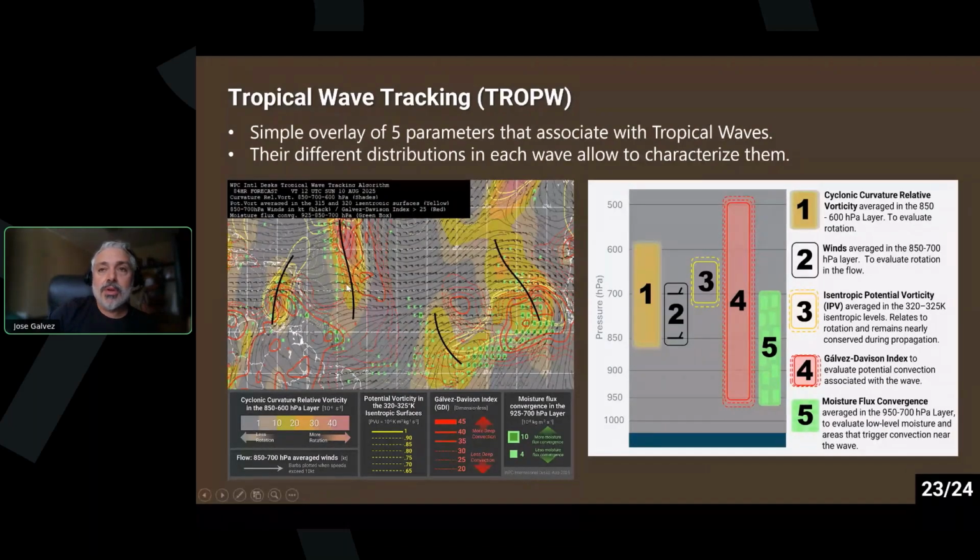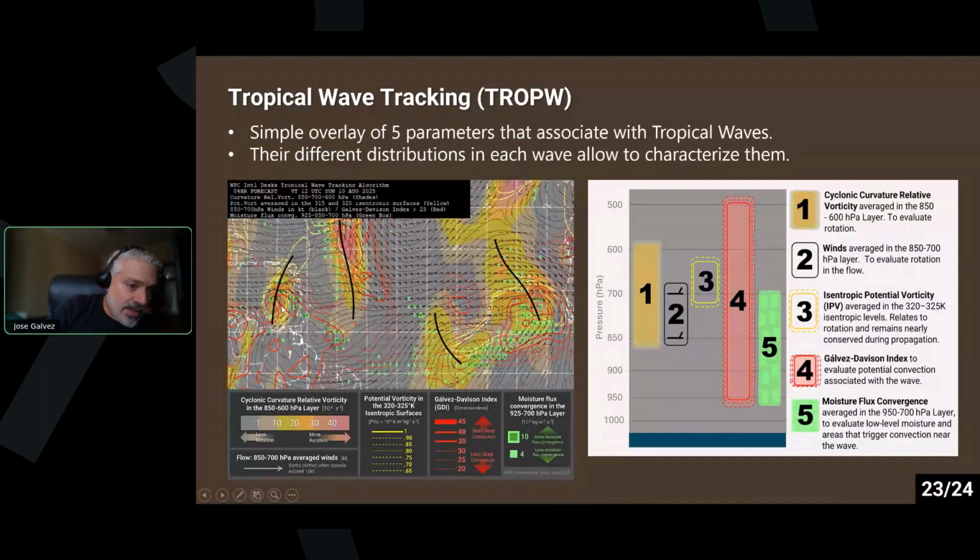So for example, when you have a negatively tilted wave where the moisture convergence is usually ahead of the wave axis, you will be able to see that in this algorithm, right? For example, here, you can see that you have the moisture convergence ahead of the wave axis. So this is a dry wave that might have some vertical development of convection ahead of the axis. It's going to be short-lived and produce very little precipitation.